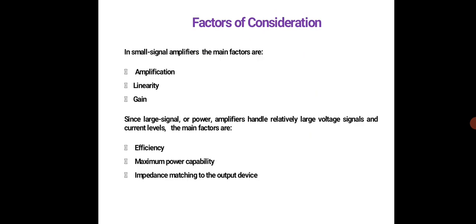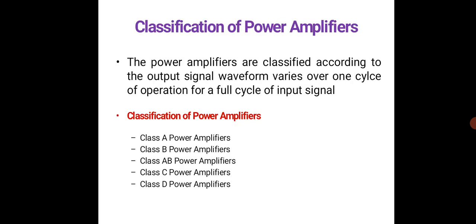Factors of consideration: in a small signal amplifier, the main factors are amplification, linearity and gain. Since large signal or power amplifiers handle relatively large voltage signals and current levels, the main factors to be considered are efficiency, maximum power capability, and impedance matching to the output device.